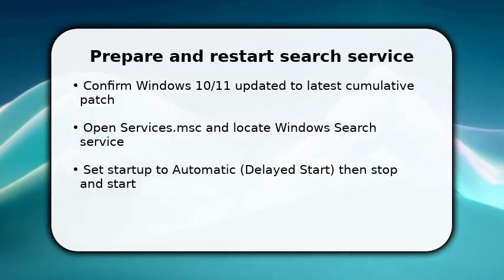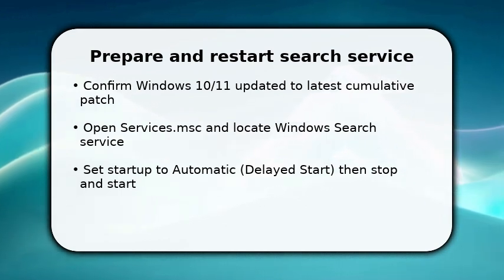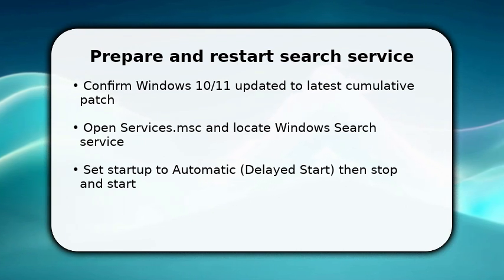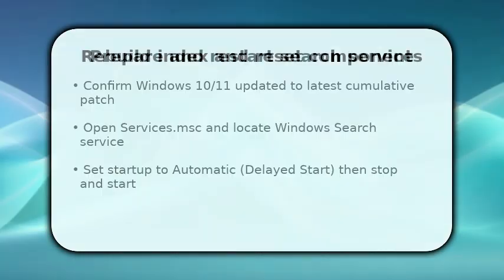While doing this, keep Task Manager open to watch CPU and disk. If usage spikes, pause and let the service settle before proceeding. Next, rebuild the index from Control Panel indexing options. Choose Advanced and click Rebuild so Windows recreates the catalog.